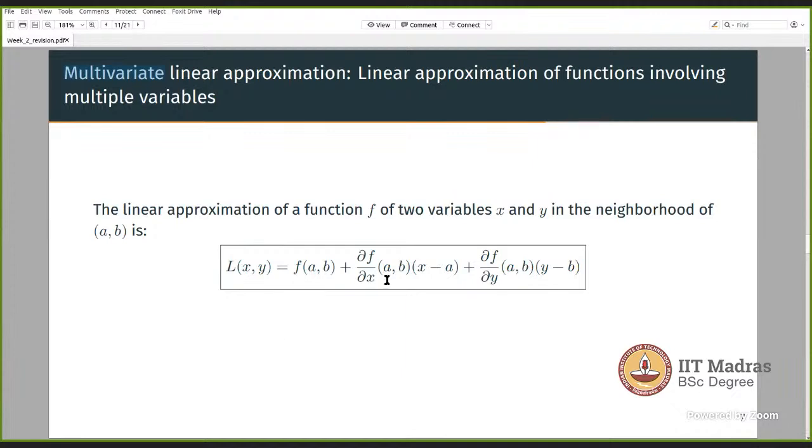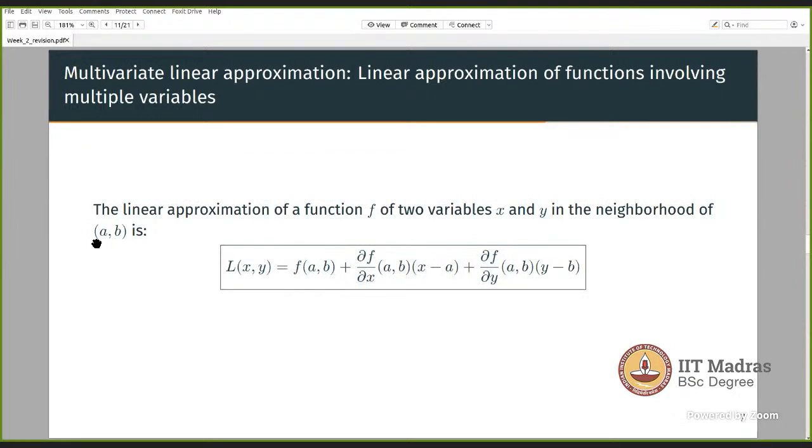So if there is a function f of two variables x and y, what you compute is dou f by dou x, the partial derivative of the function with respect to x, and dou f by dou y, the partial derivative with respect to y. These two things give you the rate of change of the function in these two directions. Now, this is a generalization of that very equation that we looked at.